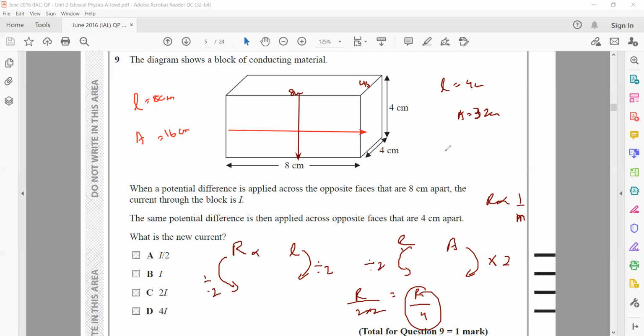And resistance and current are inversely proportional. So if resistance is decreased by 4, then the current should increase by 4. That's why D is the right answer.